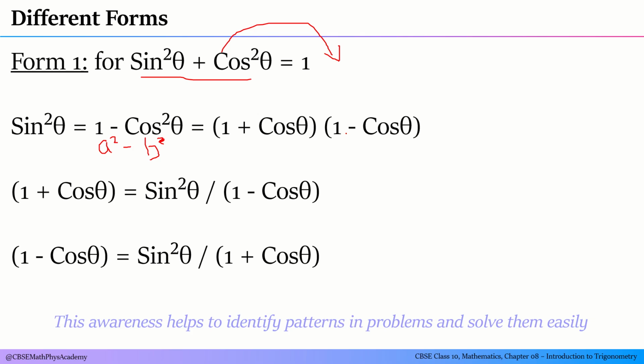This again you can rearrange by having 1 plus cos theta on one side, and sine square theta and 1 minus cos theta on the other side.